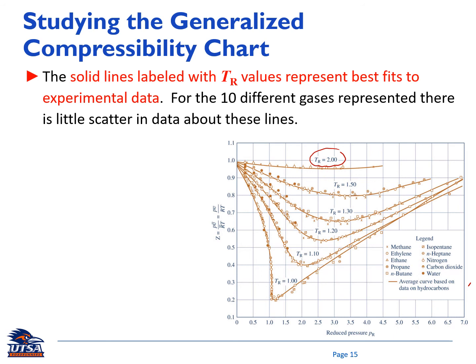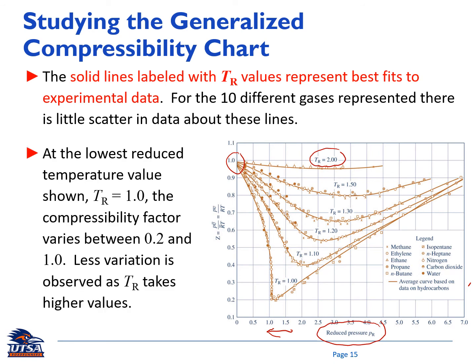So if the pressure here, the reduced pressure, approaches 0, then you have a compressibility factor close to 1.